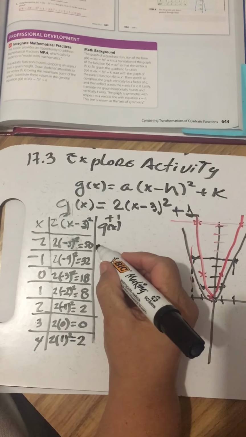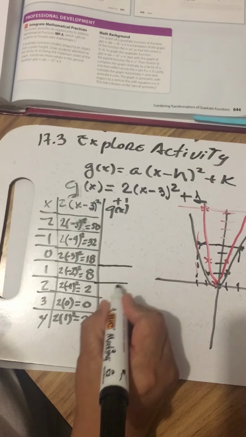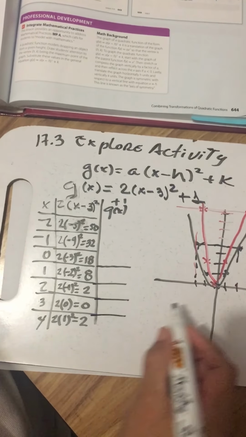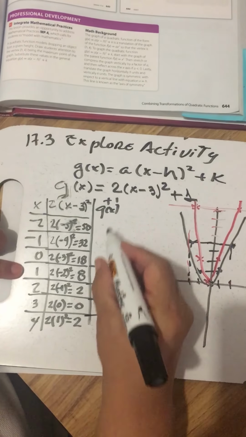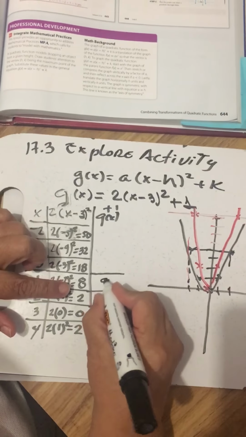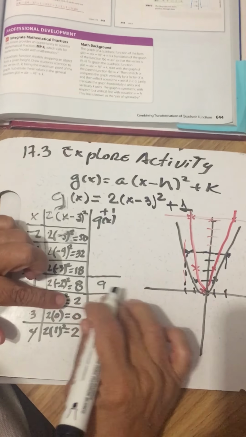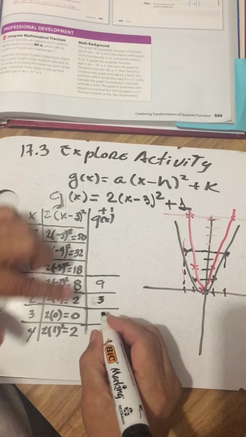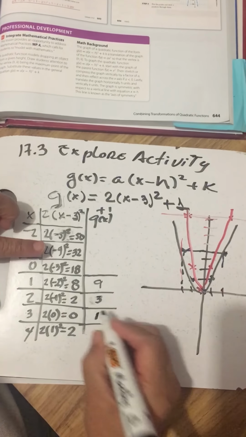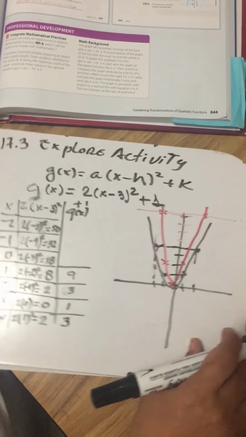Now these values are good, and we want to put them on the graph. We begin by adding 1. 8 plus 1 is going to be 9, 2 plus 1 is going to be 3, 0 plus 1 is going to be 1, and 2 plus 1 is going to be 3. Now we're going to do the graph.